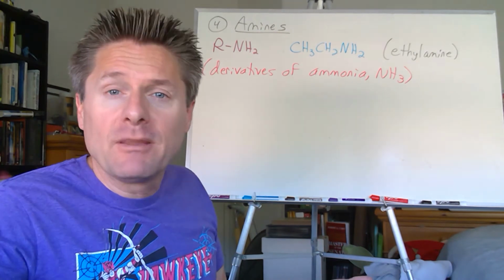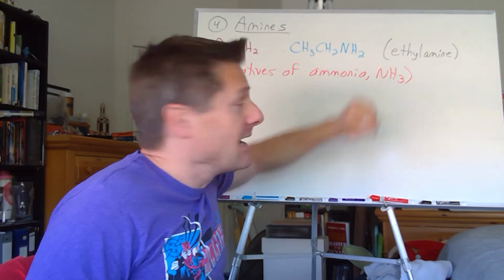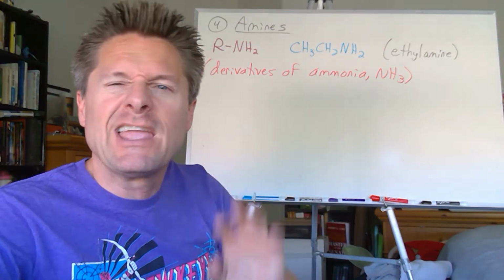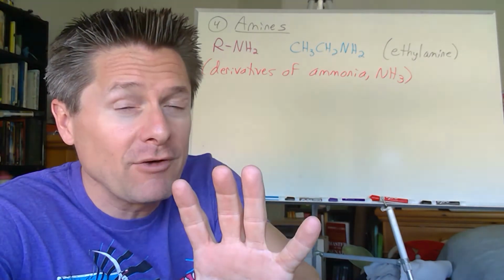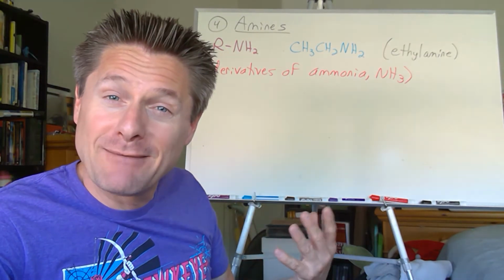So if I say methylamine, that means you just got 1 carbon, so CH3NH2. If I say propylamine, you got the 3 carbons with the NH2. We're going to keep it pretty simple. Again, don't freak out. I'm not testing you on naming these or writing these down. I'll usually give them to you.